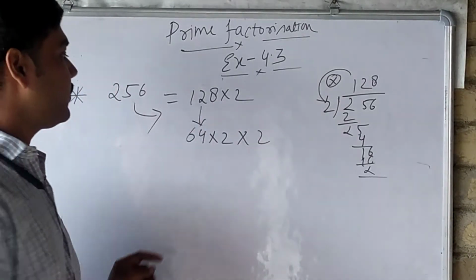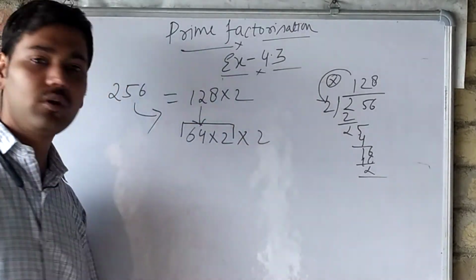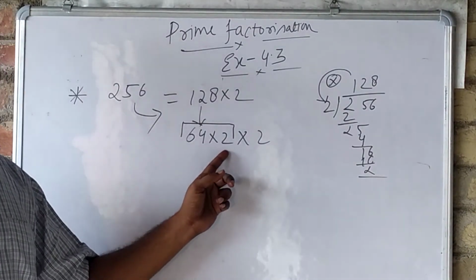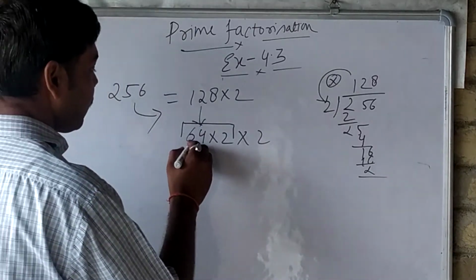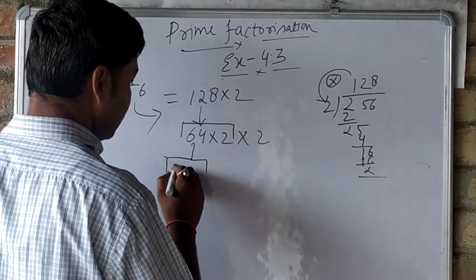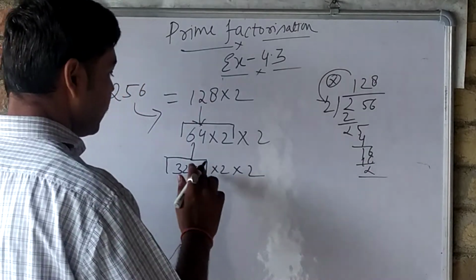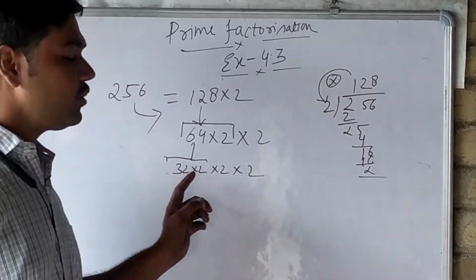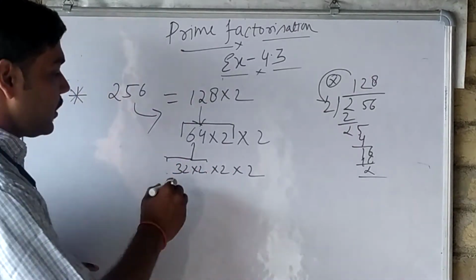Now it is divided into this 2 number. 64 into 2. Now again we know that 2 is a prime number, but 64 we have to divide. So 64 we will divide into 32 into 2 into 2 into 2. 32 into 2 gives us 64. Then 2 into 2.